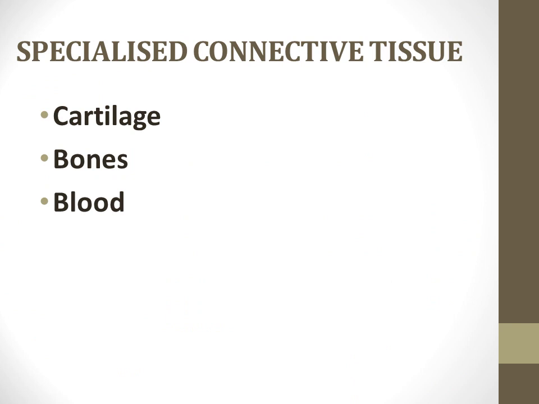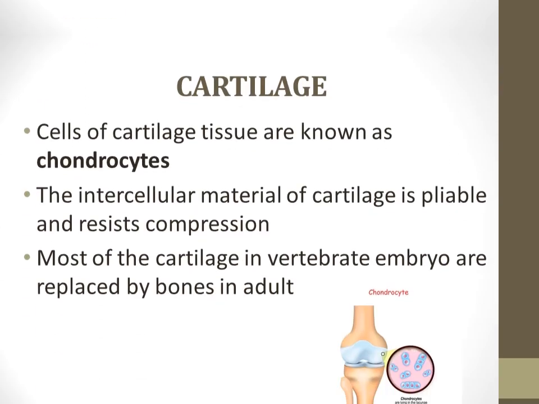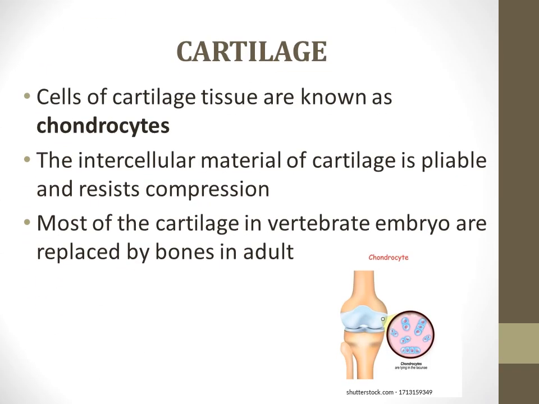So specialized connective tissue is a special type of these tissues. One is cartilage tissue, the second one is bone, and the third one is blood. So these are the specialized connective tissues. Let us see in detail one by one. The first one is cartilage tissue.